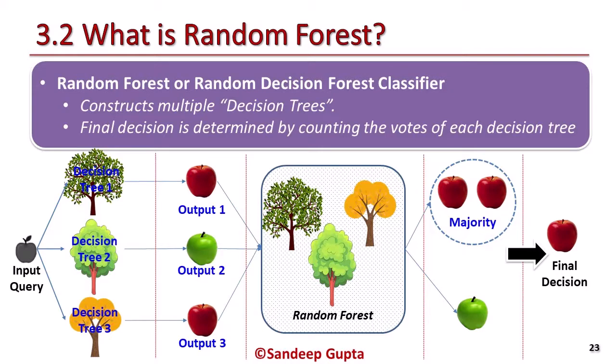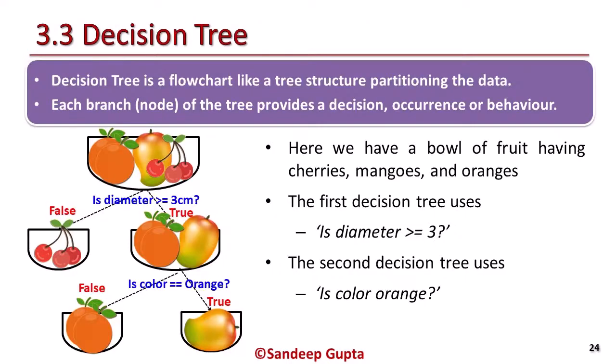Next, we will learn what a decision tree is. A decision tree is a tree structure that partitions the data into subsets. The partitioning process starts with a binary split and continues until no further splits can be made. The goal of a decision tree is to encapsulate the training data in the smallest possible tree. There are several steps involved in building a decision tree, such as splitting, pruning, and tree selection. Each branch or node of the tree represents a possible decision, occurrence, or behavior.